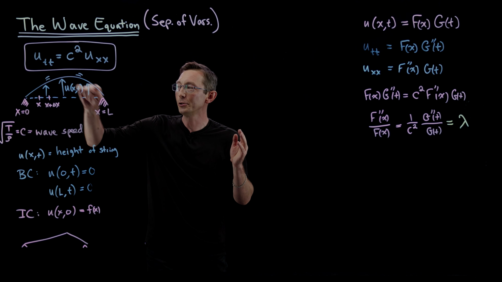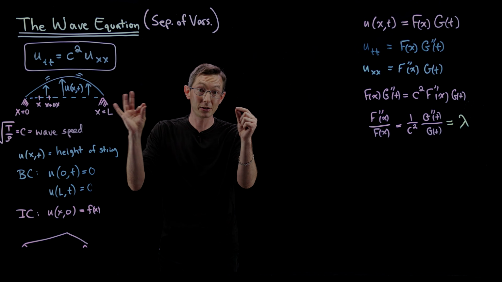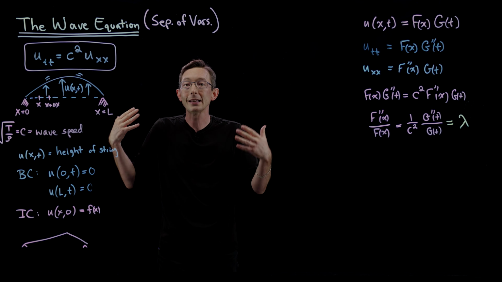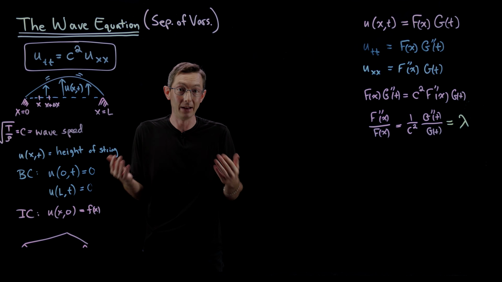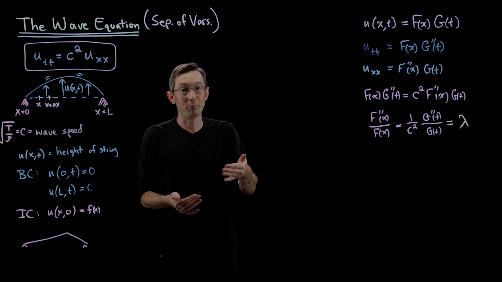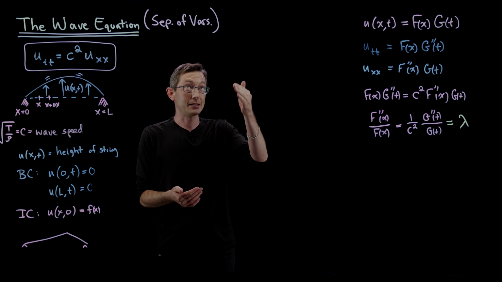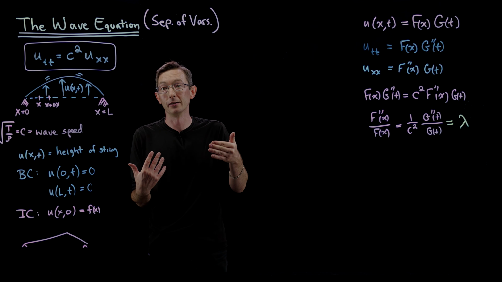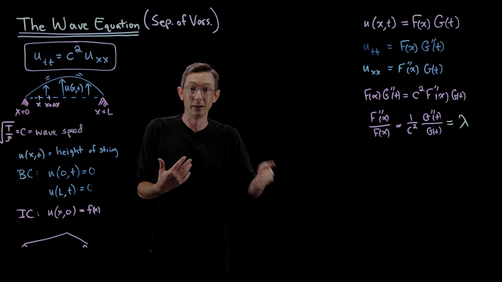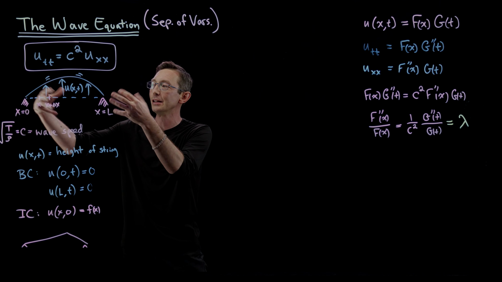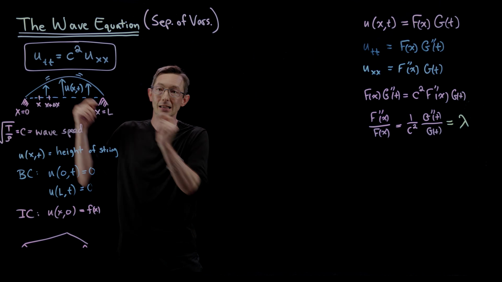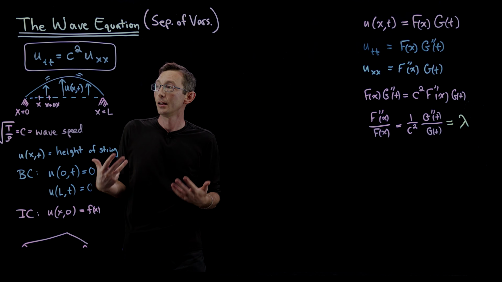The only solutions that can satisfy those two boundary conditions essentially have to be sine waves that have a period of L, something like sine of x pi over L, or sine of 2 pi x over L, or 3 pi x over L, or 4 pi x over L. Those are the only basic solutions that can satisfy these two boundary conditions.